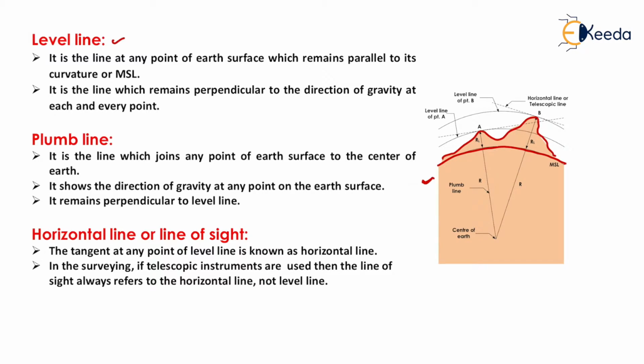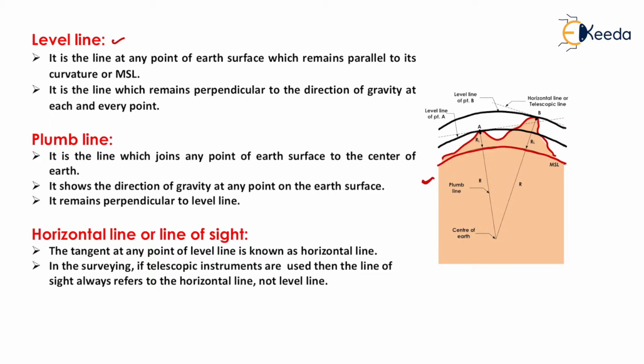Now this is the ground profile and we have taken two points. First one is point A and second one is point B. Now the line which is parallel to the mean sea level line and passes through the point on the surface of the earth, that line is known as level line. Now this is the level line for point A as well as this is the level line for point B.